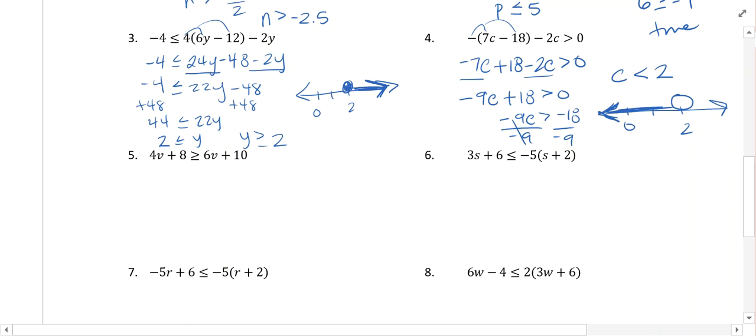Okay, I've got a few more here. For 5, we have variables on both sides, so we just need to move them to one side. It doesn't matter which side you pick. So if I just subtract the 6b, just be careful. 4 minus 6 would be negative 2b. And I'm going to subtract the 8.